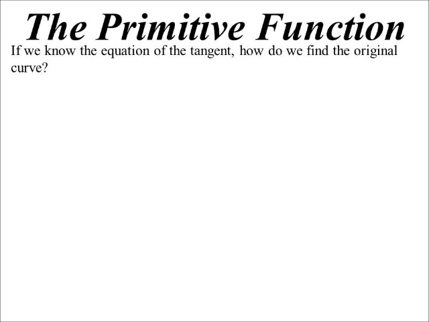So the last thing we're going to look at in this revisit of calculus, if you like, is what we call the primitive function. If we know the equation of a tangent, what was the equation of the original curve? Up to this stage we've been saying, here's the equation of the curve, what's the equation of the tangent? This is going back the other way.